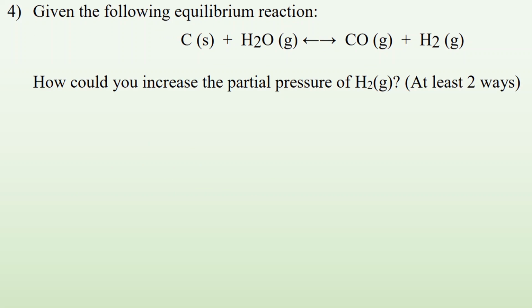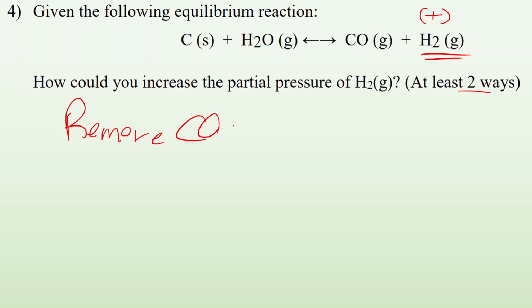All right, number 4, given the following equilibrium reaction, how could you increase the partial pressure of H2 gas? Give at least 2 ways. All right, well, if we want to increase H2, we want to make more H2, we can remove CO. If we remove CO, it's going to shift to replace it, and we're going to get that increase in H2, as well as we're going to make more CO to replace the stuff we removed. But that is kind of beside the point.